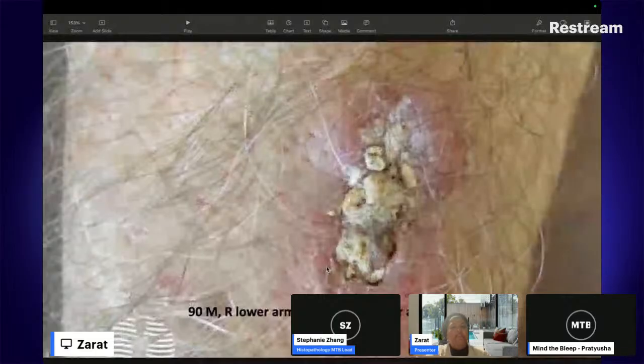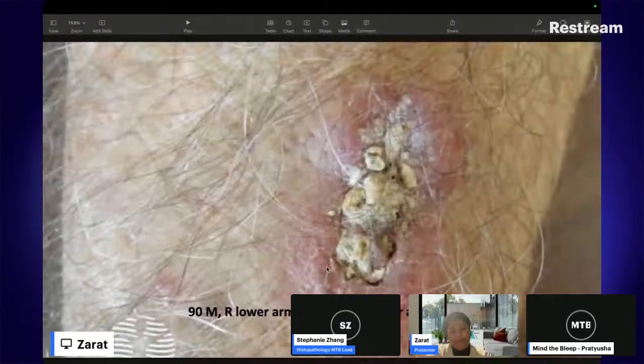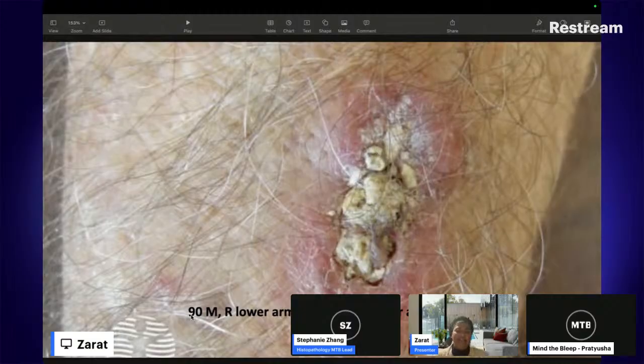So obviously you can see that we are kind of going up the malignancy scale. We have a 90-year-old man, right lower arm, and it grew rapidly over a month, and it's painful. So again, age worrying, arm, again, these are sun-exposed areas, worrying. It grew very rapidly into this large, very ugly-looking thing. So again, worrying, and pain is worrying.